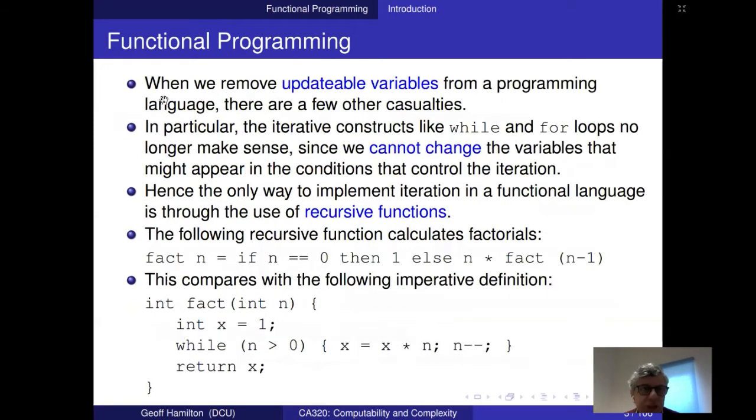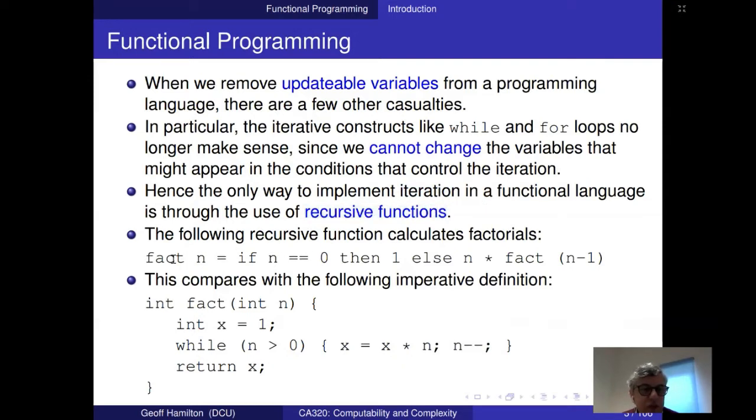So when we remove updatable variables from a programming language, there are a few other casualties. In particular, iterative constructs like while and for loops no longer make sense, since we cannot change the content of a variable. Hence, we don't have while and for. So for iteration in functional programming, we should use recursive functions.